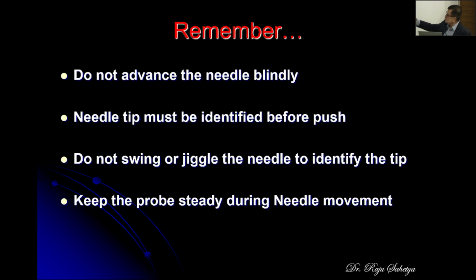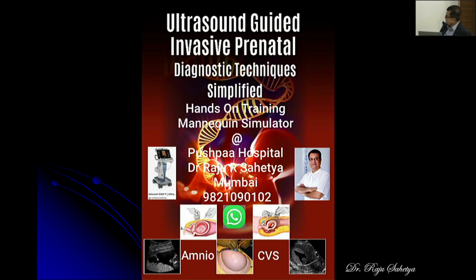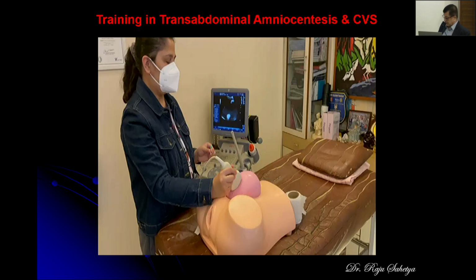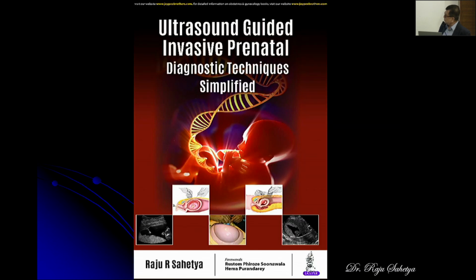So most important is, do not advance the needle blindly. Needle tip must be identified before push. Do not swing or jingle the needle to identify the tip. Keep the probe steady during needle movement. These are the mannequins. This is a small handbook, very handy, which is going to tell you all this that I have just recited. And this is how we do some small group training at my hospital as a training center. This is the cannula book already described.